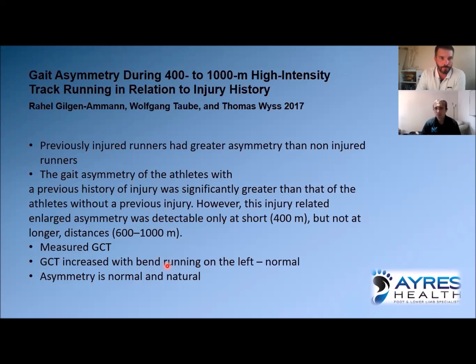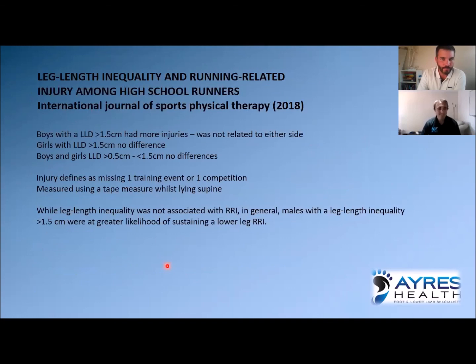Okay, I can't remember how many more papers I've got. I think it's just one more. This one is leg length inequality and running related injury amongst high school runners from 2018. This was high school, so it's boys rather than men, and girls rather than women. I know some people get offended by this one, but this is looking at boys and girls rather than adults. Boys with a limb length difference greater than 1 centimetre had more injuries, but it didn't matter whether it was on the short limb or the long limb; the injuries were quite equal in both.